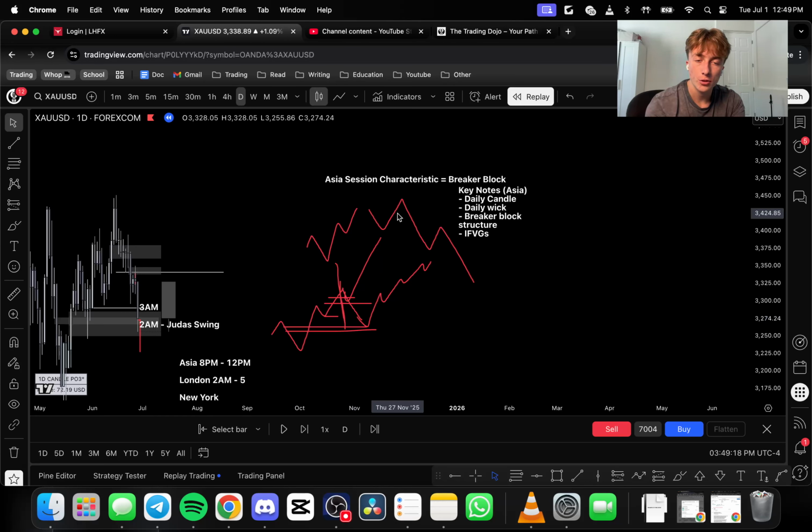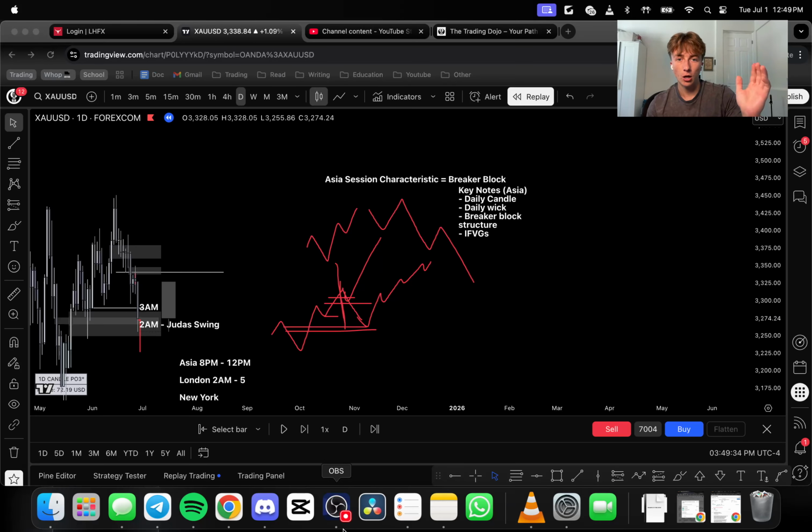So for Asia session, the characteristic is much like a breaker block. You have to pay attention to the daily candle. I use an indicator for that. We have a daily wick. That's what we're looking for the market to create, a daily wick, and from the wick moving in the opposite direction, we then look for that breaker block structure.